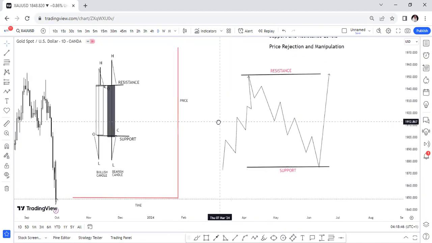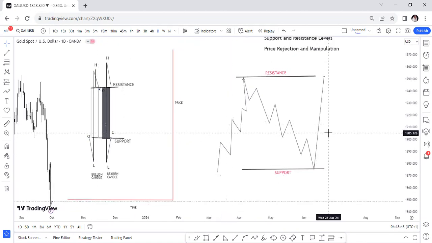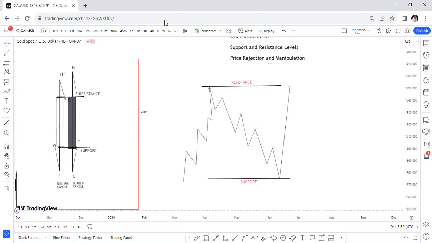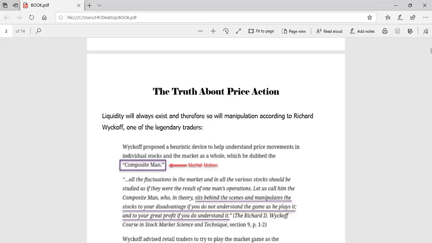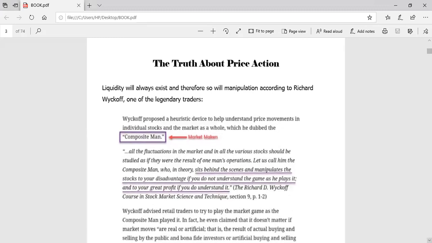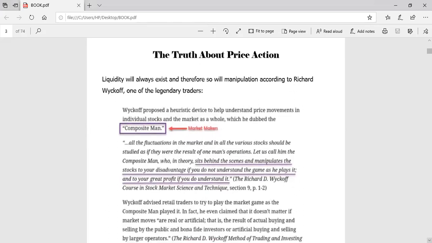I've talked about price manipulation here. What price manipulation is, simply, is about trading off the low, trading in the opposite direction of the retail stop loss. Like this man said here, Wyckoff, that liquidity will always exist, and therefore so will manipulation, according to Richard, one of the legendary traders.